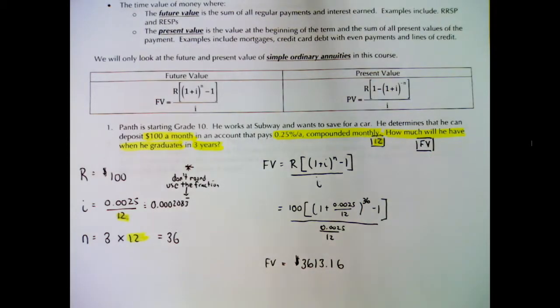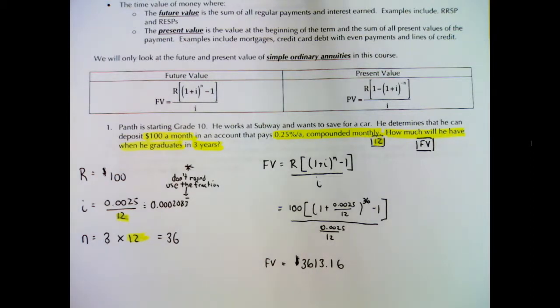So if Ponce starts making those $100 deposits at the beginning of grade 10, and he can do a $100 deposit every month, he would have this much money in his bank account, which sounds kind of impressive. However, if we look more closely to see how much interest he actually earned, it is quite small. In fact, it's only $13.16.